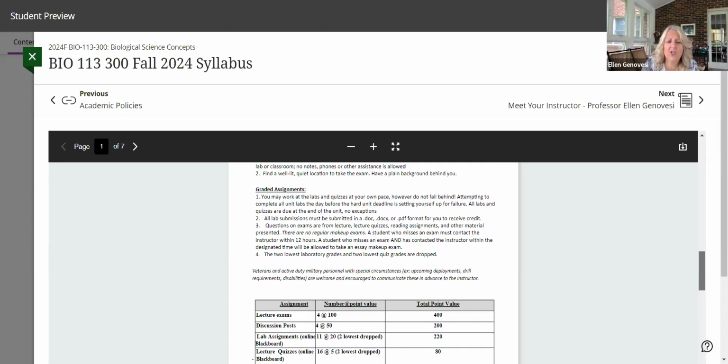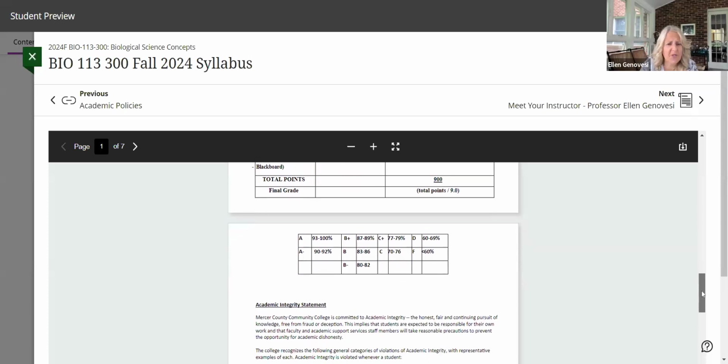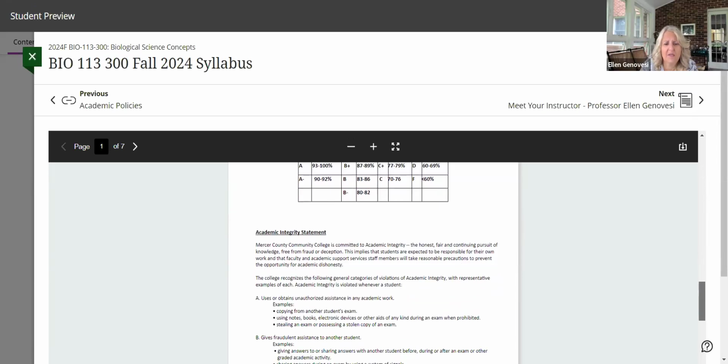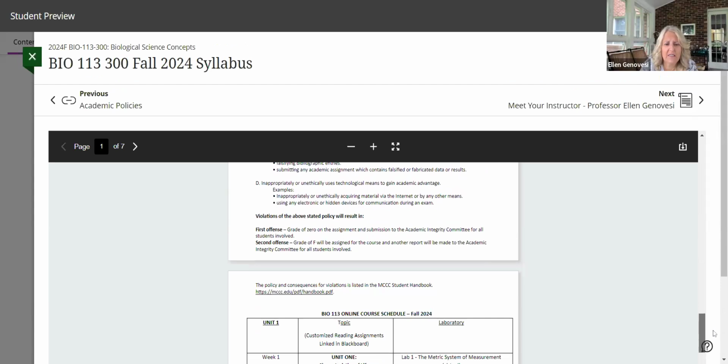Okay, you can work on your assignments at any pace. Okay, there are, however, hard unit deadlines. Okay, first, before we get into that, you're going to see the scoring, how the class is scored. You drop the 2 lowest lab assignments and 2 lowest lecture quizzes. There's plenty of opportunities for you to earn extra credit if you happen to miss one of these assignments. We have some more academic integrity information.